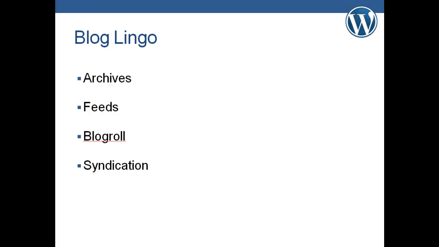Blogroll, like I said in the diagram, a blogroll is usually a list of third-party sites that are in some way related to the blog or a certain post. So basically just links to other sites.